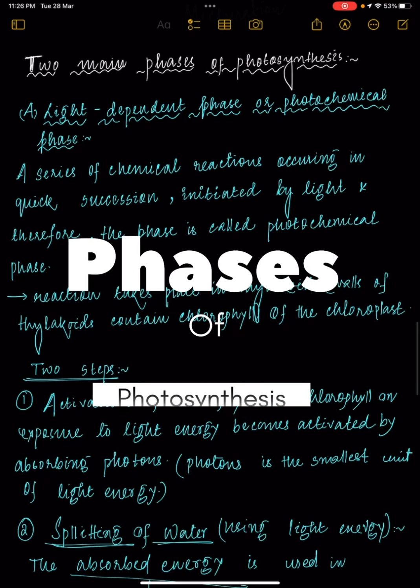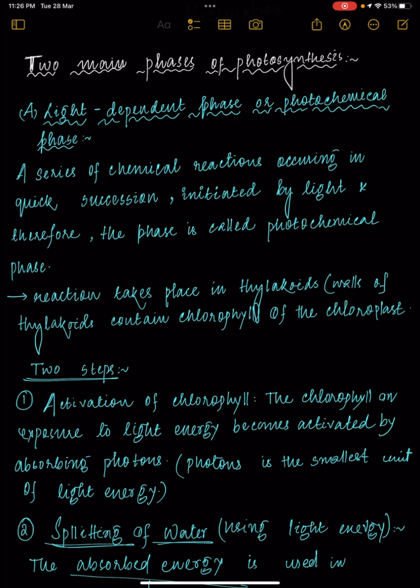We will be talking about the light reaction, the two main phases of photosynthesis. One is the light dependent phase, or the photochemical phase. So why do we call it the photochemical phase?